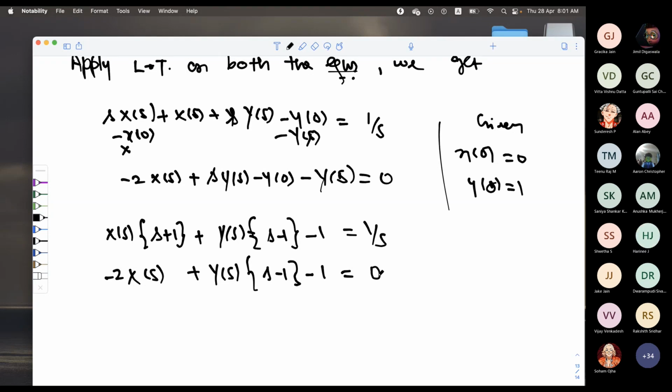Yes, sir. Okay, minus s times x(0) plus X bar, plus s Y minus y(0) bar plus Y bar.